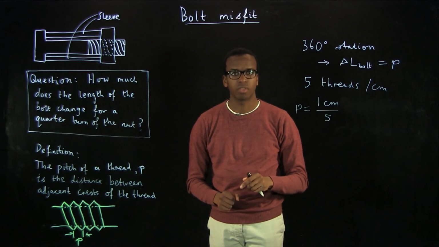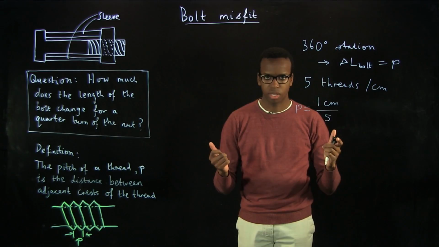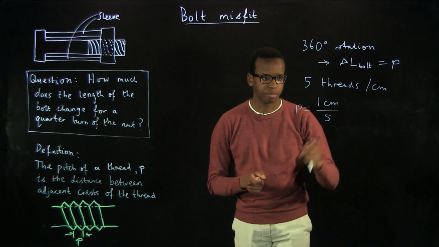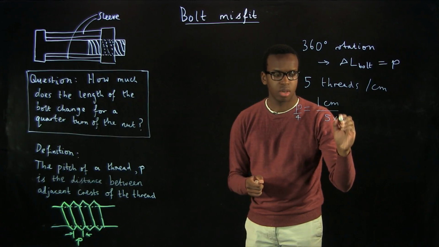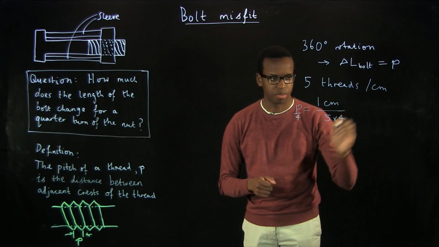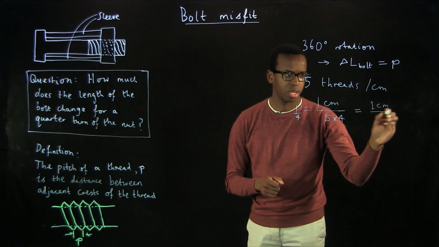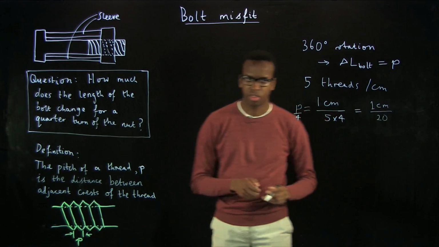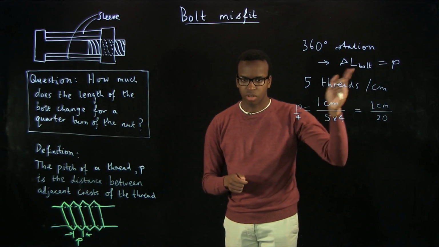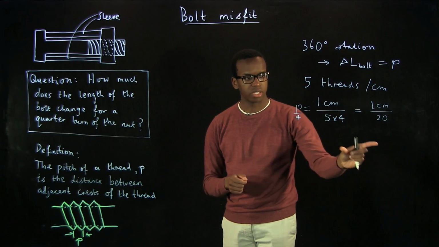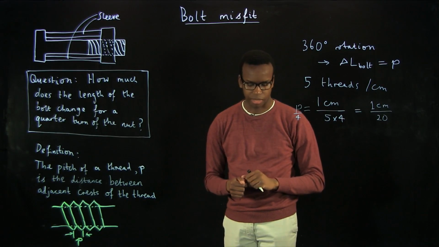But we're told that we have a quarter rotation, so 90 degrees. And we want to know how much does the bolt move then. It simply moves by 1/4 of the pitch, and so by 1/20 of a centimeter. So there we have it. So using the concept of a pitch, we're able to find what the change in length of the bolt is with a quarter rotation of the nut.